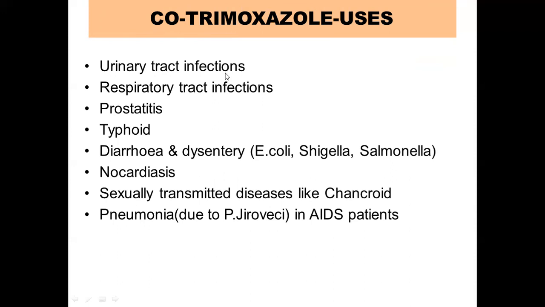So urinary tract infections caused by E. coli, then Klebsiella. You can have respiratory tract infections caused by Streptococcus, then Staph. Prostatitis also, this co-trimoxazole gets accumulated in the prostate to very high concentration. So it is very useful for prostatitis caused by E. coli, Klebsiella. For typhoid fever also, this is very useful. Diarrhea and dysentery caused by invasive E. coli, Shigella, Salmonella. It is useful for nocardiasis. It is useful for sexually transmitted diseases like chancroid. In case of gonorrhea, the usefulness has decreased a little bit, but it is still used for chancroid. And in pneumonia, because of the Pneumocystis jirovecii in AIDS patients, co-trimoxazole finds its uses.